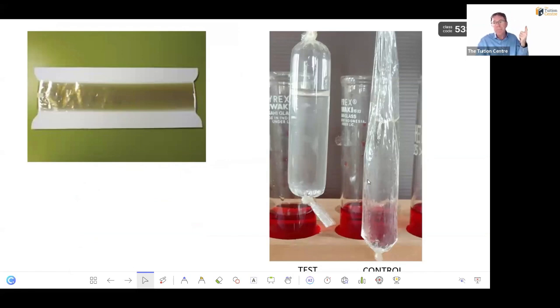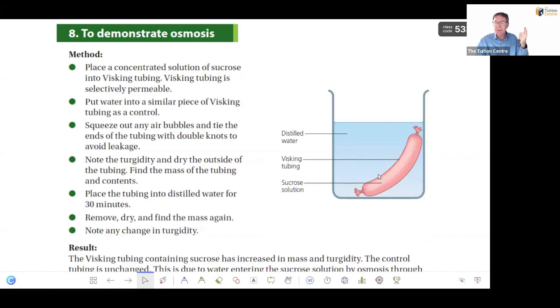After the results, you put them in and you leave them there for half an hour. When you take them out, you need to dry them off, and you pop them on a mass balance, get the mass of each of them, the test one and the control one, and you compare the masses to what the masses were when they started. The control one shouldn't change at all. The other one should have increased in mass. It will also have increased in volume. You cut it open, you pour out the stuff, and you measure the volume of the liquid inside it. But you can also see, because you're observing, that it's gone turgid, it's swollen up.